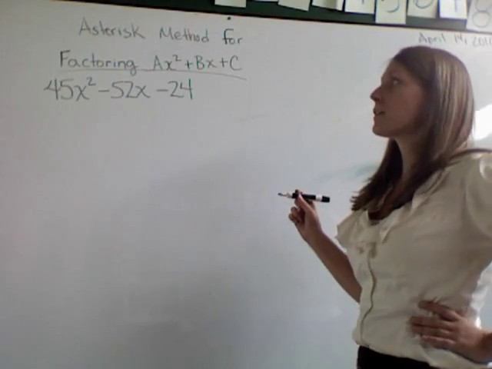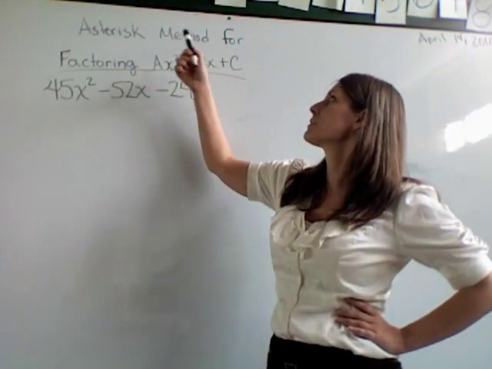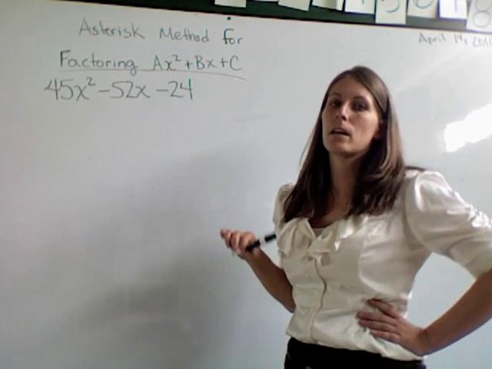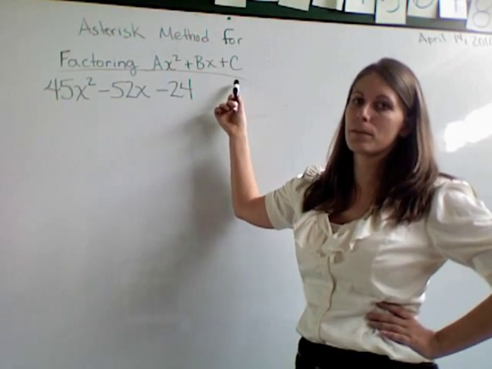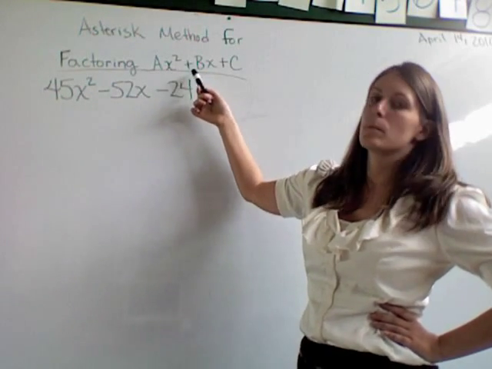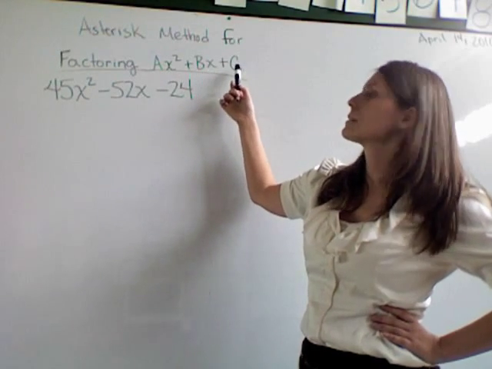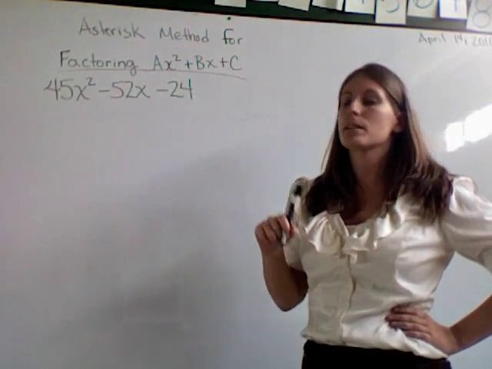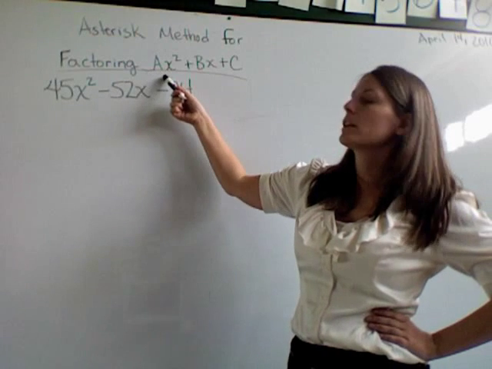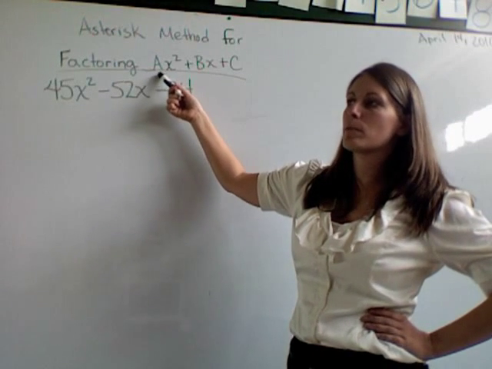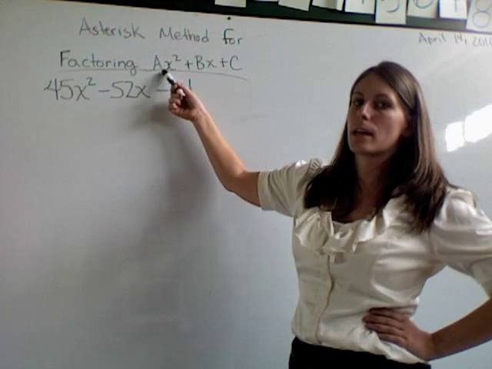Alright, in this video I'm going to show you how to use the asterisk method for factoring a quadratic trinomial in the form of ax squared plus bx plus c. And this method is particularly useful if you have a leading coefficient, so that you have a number other than 1 where this a is.